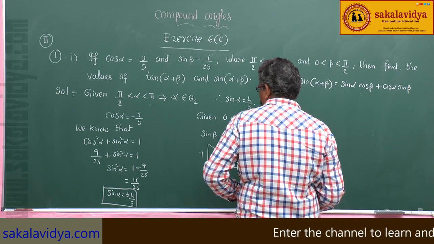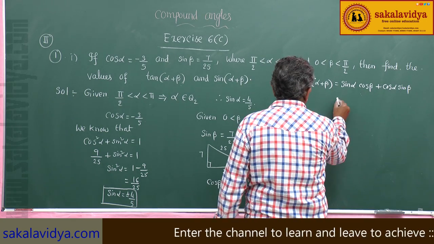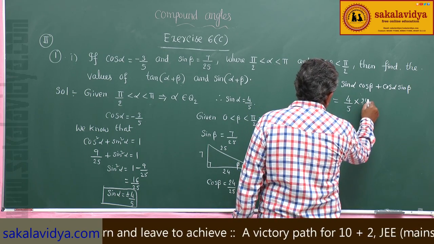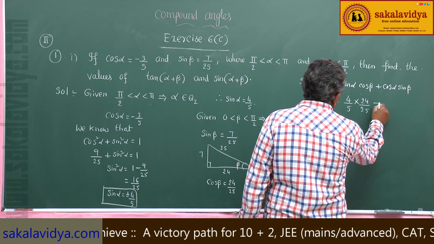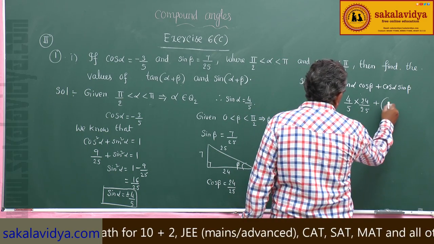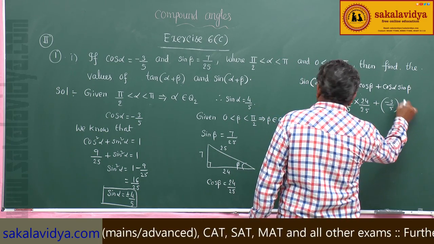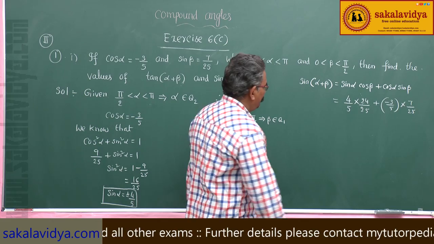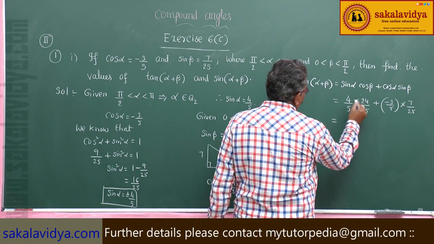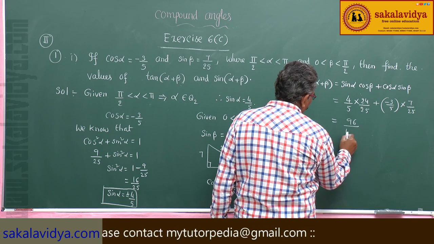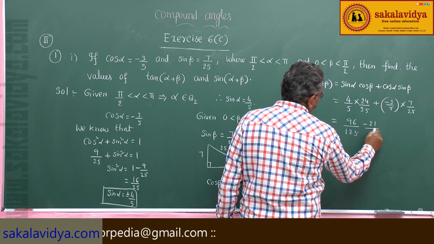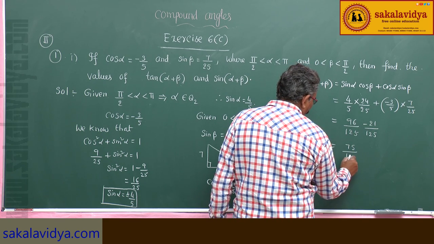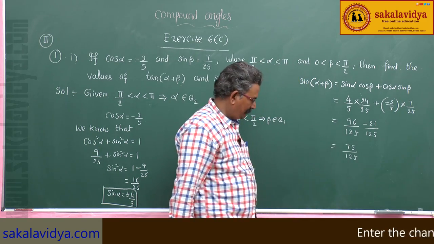So, now sin alpha is 4 by 5 multiplied by cos beta is 24 by 25 plus, whereas cos alpha is minus 3 by 5 into sin beta. What is sin beta? It is 7 by 25. Now, let us simplify. This is 24 into 4, 96 by 125, and minus 21 by 125. 96 minus 21 is 75, so 75 by 125. This is sin alpha plus beta.